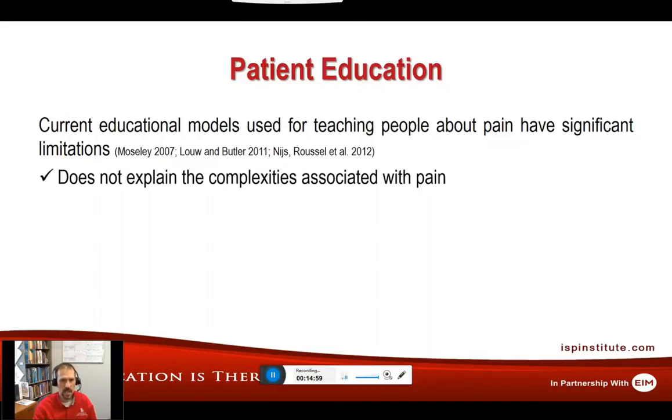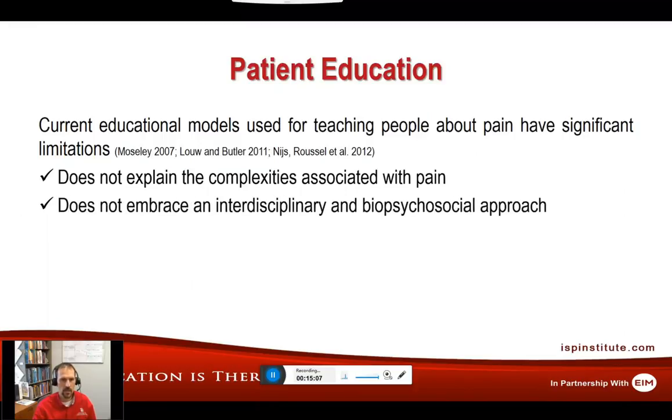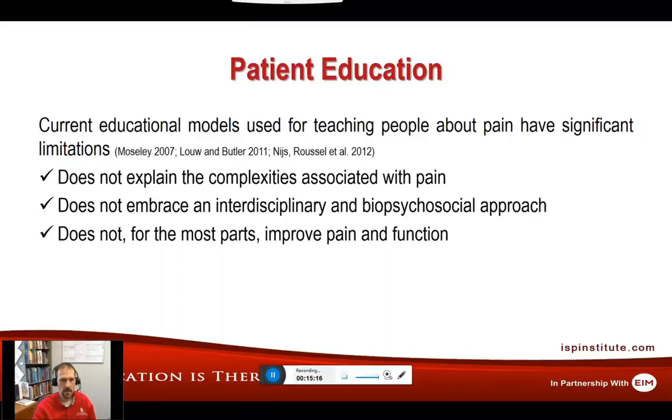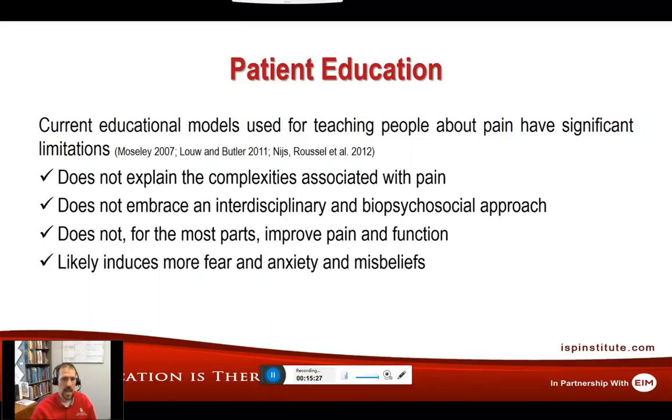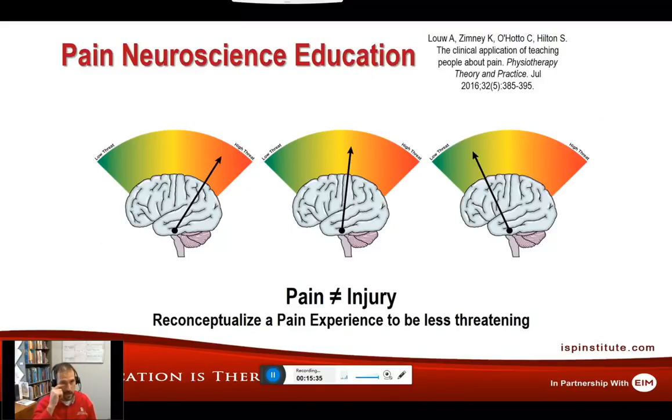When we look at patient education, many current education models have their limitations. They don't really explain the complexities associated with pain. Oftentimes they look at pain and tissue injury as the same thing, this pure pathophysiological approach. They don't embrace a more interdisciplinary, biopsychosocial approach. They don't look at the many other threats that could potentially be involved in a person's pain experience. Many traditional pain education formats actually had very limited, if any, pain and function improvement. If anything, they may have actually worsened it because they may have added to fear and anxiety because of the words and images that they used, potentially increasing the pain sensitivity these people may experience.